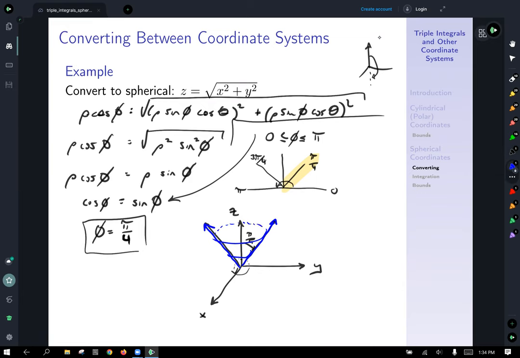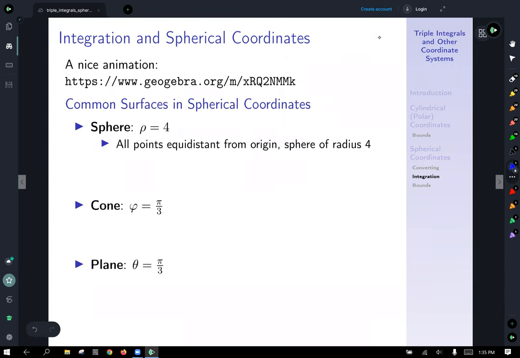So we just figured out that when you have a fixed value of phi, you generate a cone when you let rho and theta vary. So we did a conversion and figured out what the surface related to that region is. And so now, let's talk about some common surfaces in spherical coordinates.